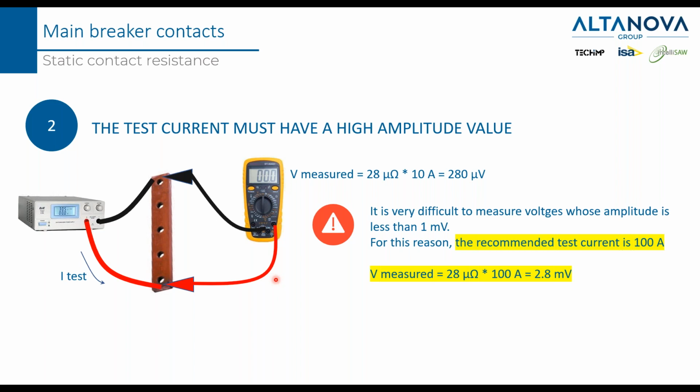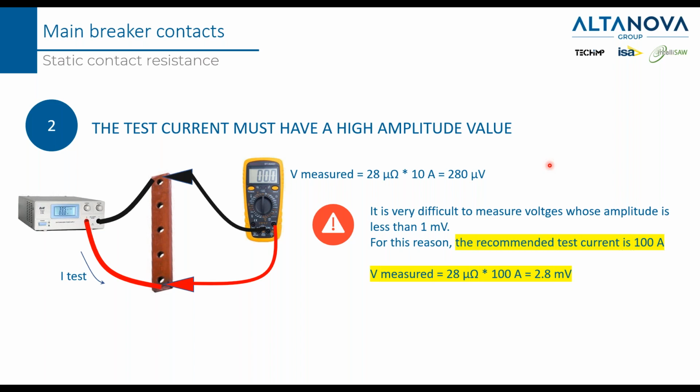The test current must have a high amplitude, and now we see why. Imagine injecting only 10 amps. What you get is a voltage value of 280 microvolts. And believe me, it's very difficult to measure such a low value when you are in a substation. In general, this is a difficult value to measure with high accuracy.